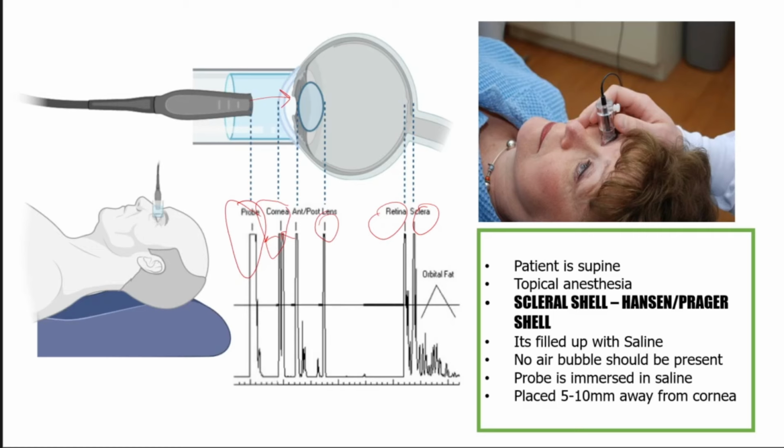Over here the shell is known as the Hansen or the Prager shell, and it is usually filled up with saline. You have to make sure that no air bubbles enter the saline, and the probe should be immersed in the saline, at a distance of about 5 to 10 millimeters away from the cornea. That is very, very important.